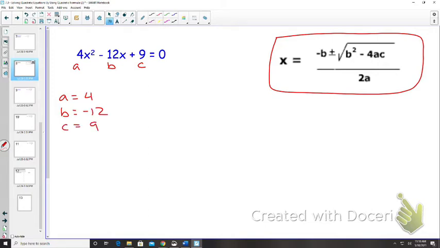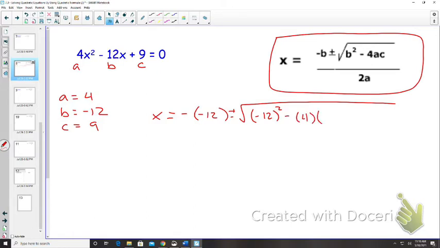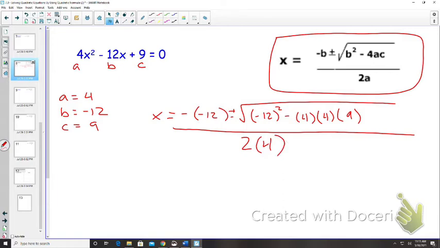Now that I've identified my A, B, and C values, I'm going to put them into the quadratic formula. So x is equal to negative B, so negative 12, plus or minus the square root of B squared, which is negative 12 squared, minus 4 times A, which is 4, times C, which is 9. All of that is divided by 2 times A, which is 4.